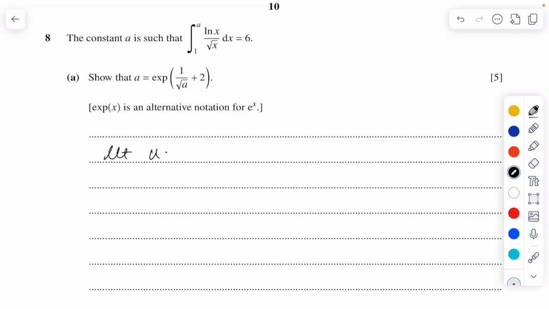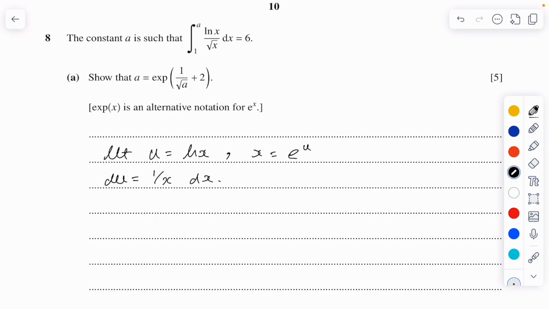Let u equal ln x, right? If u equals ln x, we can therefore say that du is 1 over x dx. Okay, and what I'm also going to say here is, we're not really doing this via integration by substitution. We are kind of, but not in the way you'd think. So what I'm going to say here is, let x equal e to the u.